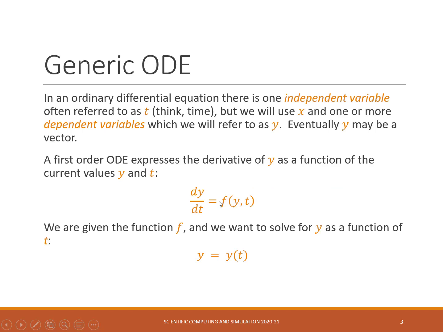In an ordinary differential equation, there is one independent variable, often referred to as t, and one or more dependent variables, which we refer to as y. If we consider t as time, the dependent variable y varies over time. The term dy over dt denotes the first order ODE expressing the derivative of y as a function f(y, t). It is interesting to note that dy/dt represents the change rate of y with respect to t.